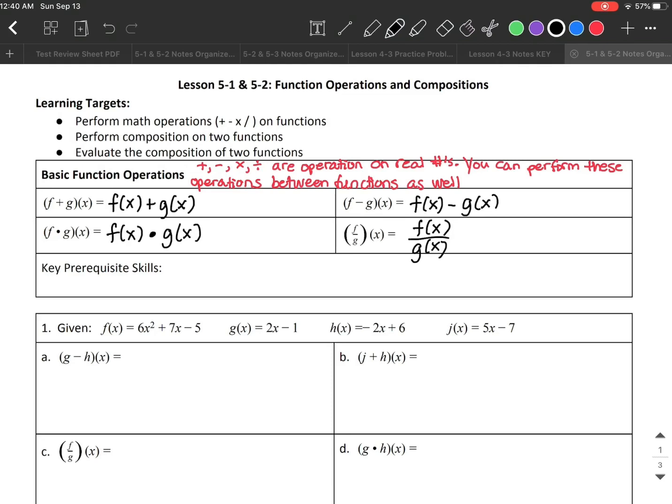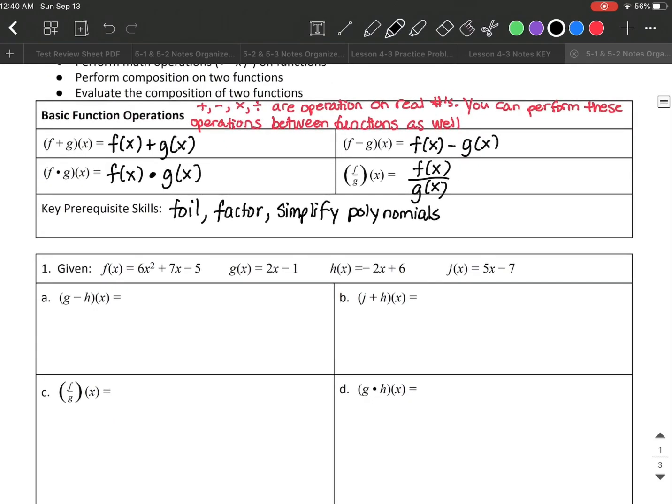The key prerequisite skills that you need for this lesson are you need to be able to FOIL, you need to be able to factor, and you need to be able to simplify polynomials. If you have any trouble with those things from Algebra 1, there are plenty of videos on Khan Academy. I can send you some, but you can just search for them on Google and they should pop up if you need to review those concepts.